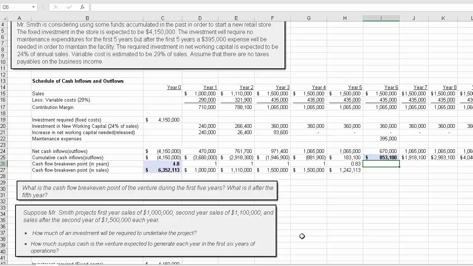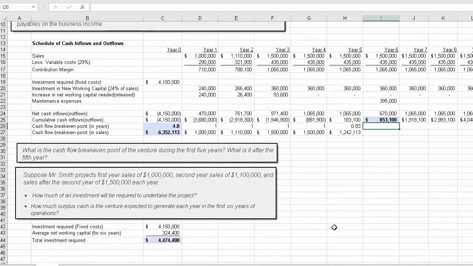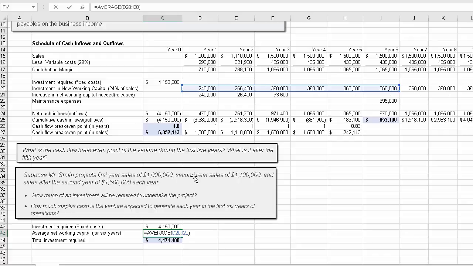Now, the last question says how much of an investment will be required to undertake the project? And I think the easiest way, and maybe one way of answering that is, well, it's going to require the $4,150,000 of the initial cash investment that they told us. And then you've got to consider that net working capital is also an investment, but it's changing over time. So the best way to answer this, in my experience, would be to just take the average. Okay, so how much of the investment would it be? And I'll take the average over 6 years because based on this problem, I think we're assuming it only goes on 6 years based on the questions they've asked. Okay, and so I come up with a 6-year average of $324,400.